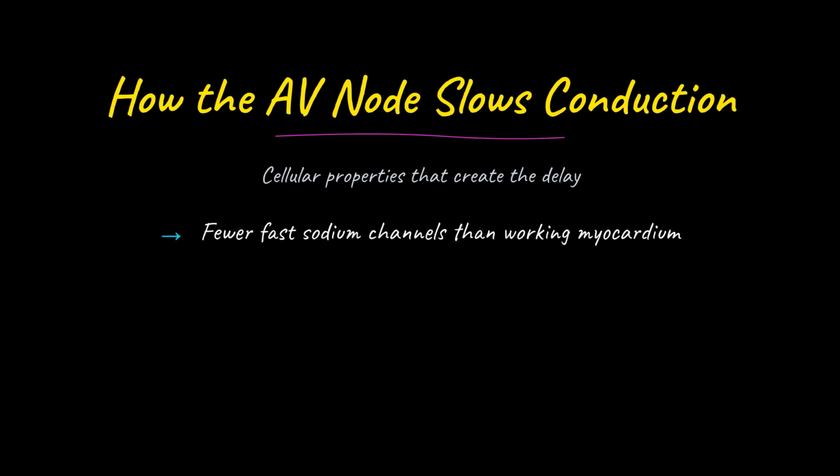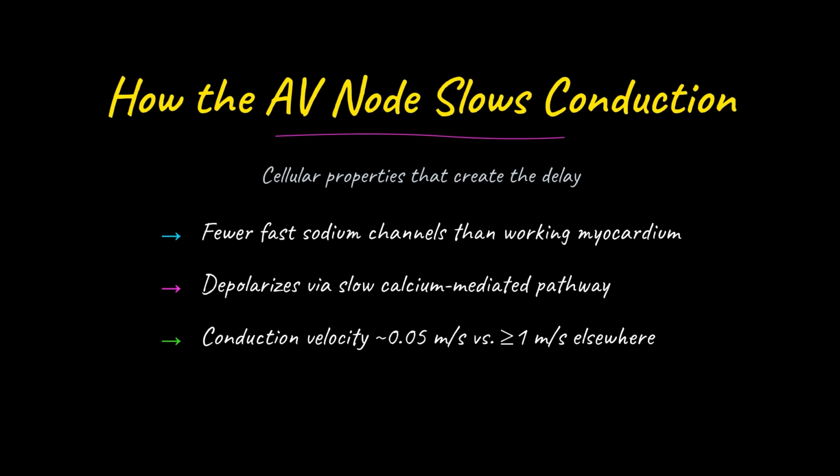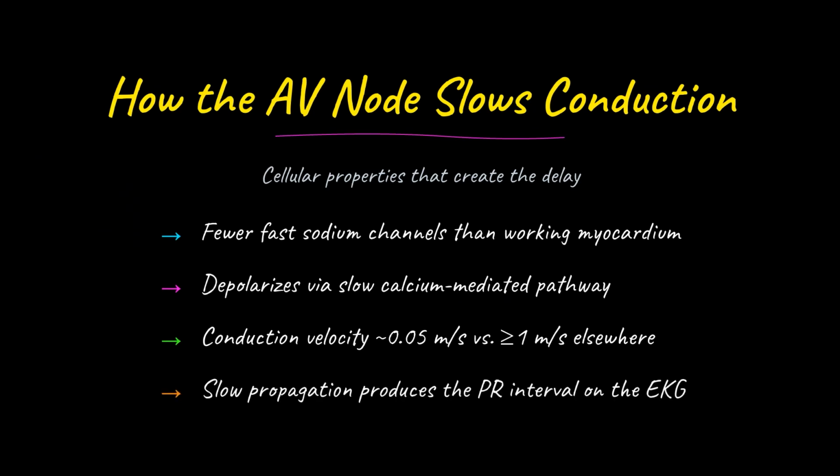AV nodal tissue lacks the fast sodium channels that make other cardiac cells conduct quickly, and instead relies on a slow calcium current. This drops conduction velocity dramatically, and that sluggish propagation is exactly what stretches out the PR interval you see on the surface EKG.